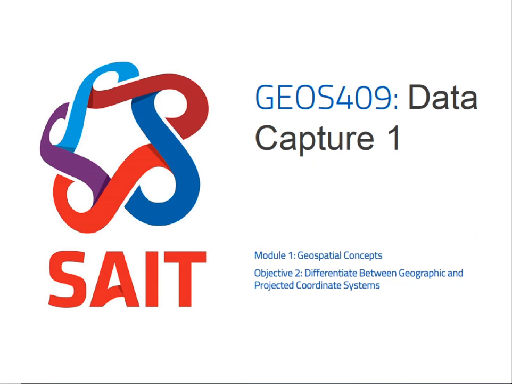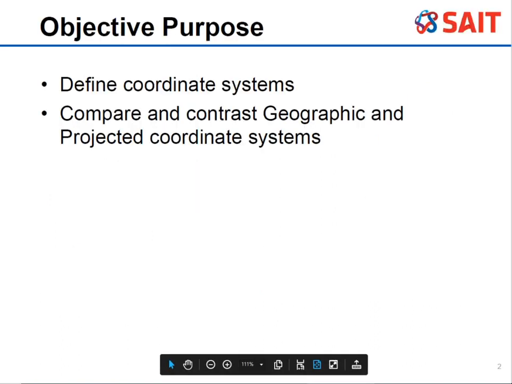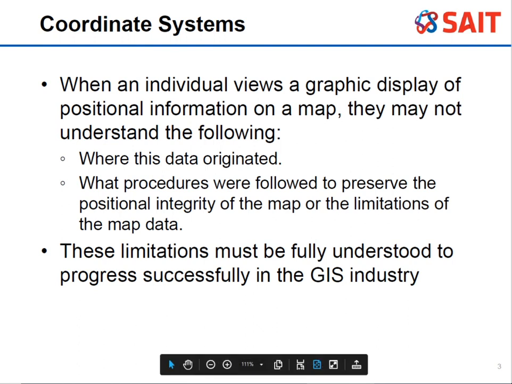Right, welcome to our second objective, which is differentiate between geographic and projected coordinate systems. Now, we're not going to go into crazy detail and all the math associated with all these coordinate systems, but we're going to definitely give an overview of what to expect. So the two objectives that we're going to cover are define coordinate systems and compare and contrast geographic and projected coordinate systems. So let's start off with coordinate systems.